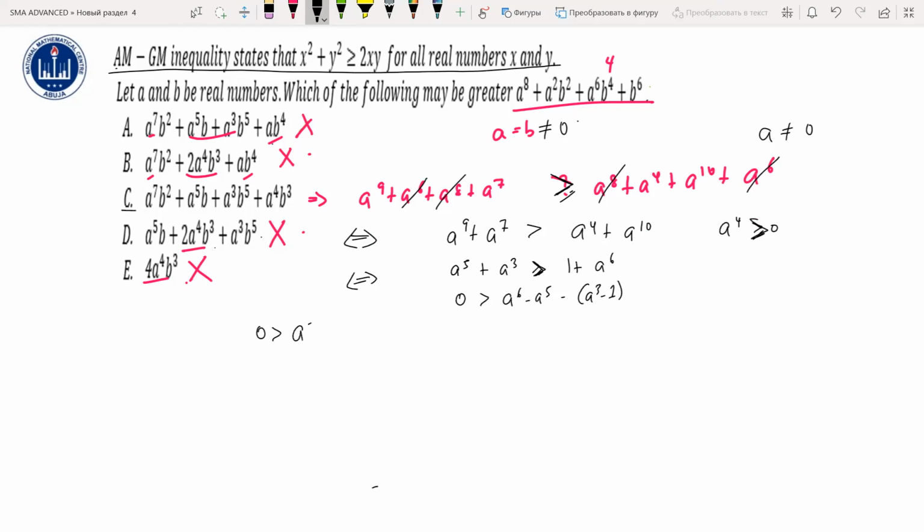So we have that this is true if and only if this is true. A plus 1, difference of two cubes. That is if and only if this is less than 0.